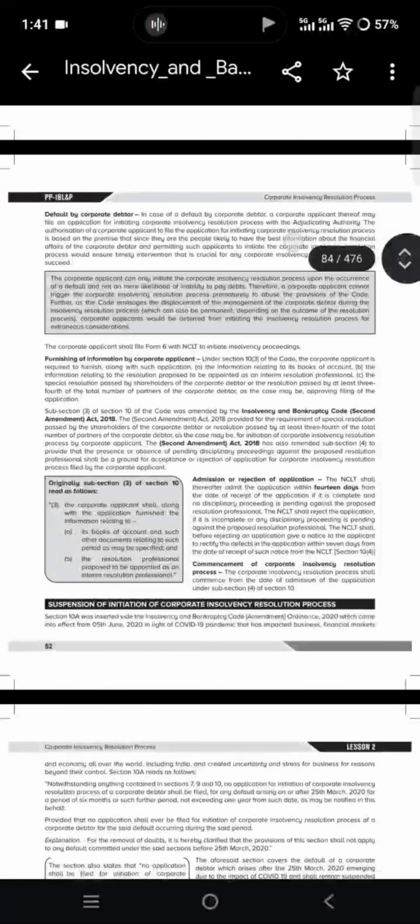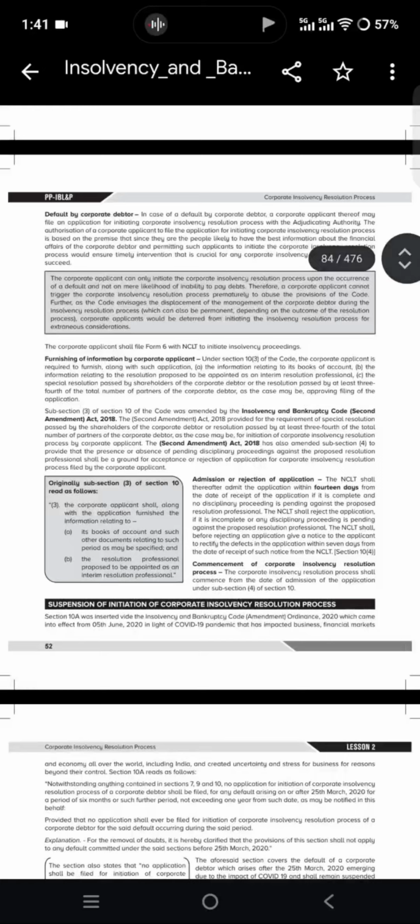The AA within 14 days shall accept and admit the application if it is complete and no disciplinary proceeding is pending against the proposed professional. Reject if it is incomplete or any disciplinary proceeding is pending against the proposed resolution professional.